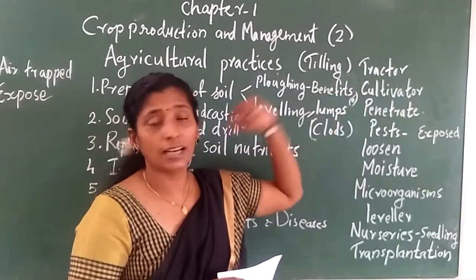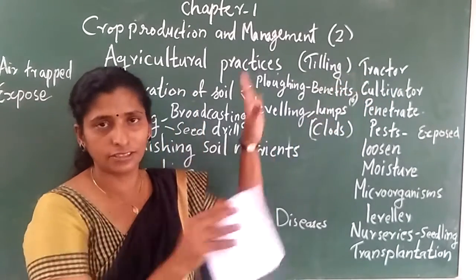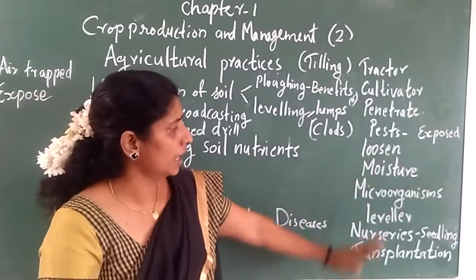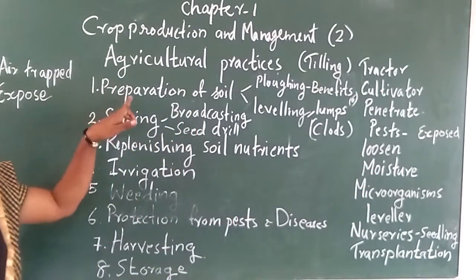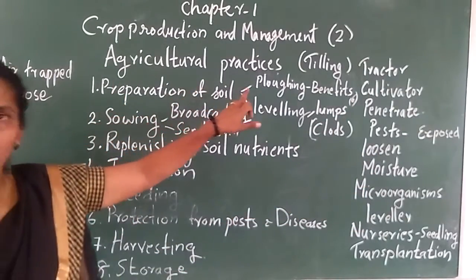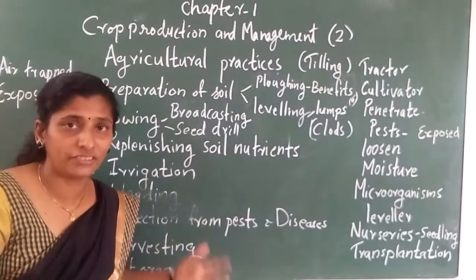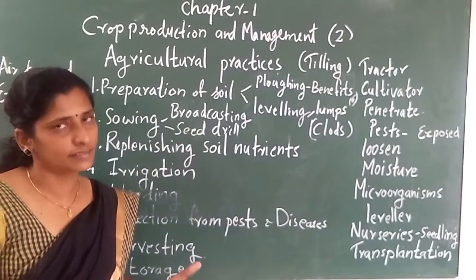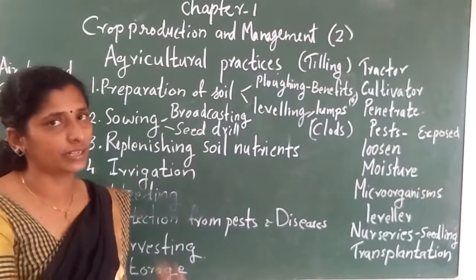And another machine is called a cultivator. The cultivator will mix everything. These things come under preparation of the soil. So is it necessary to plow the field or not? Yes, definitely. Then only the plants grow very well.